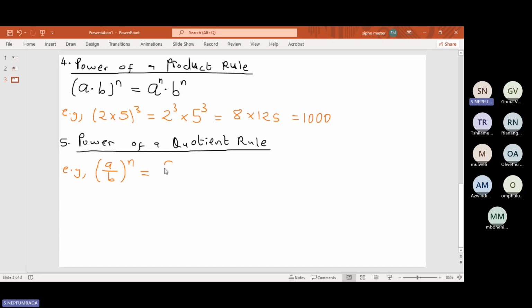This is nothing but equal to A to the power of n divided by B to the power of n. That n is going to take all the what? The exponent.